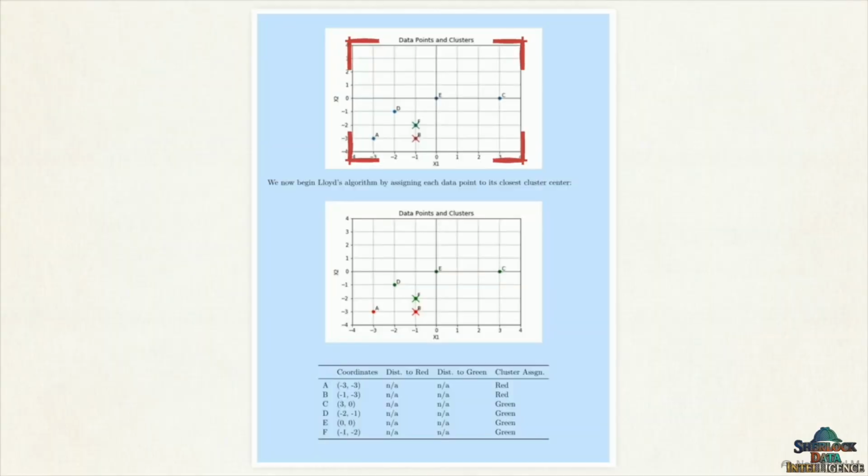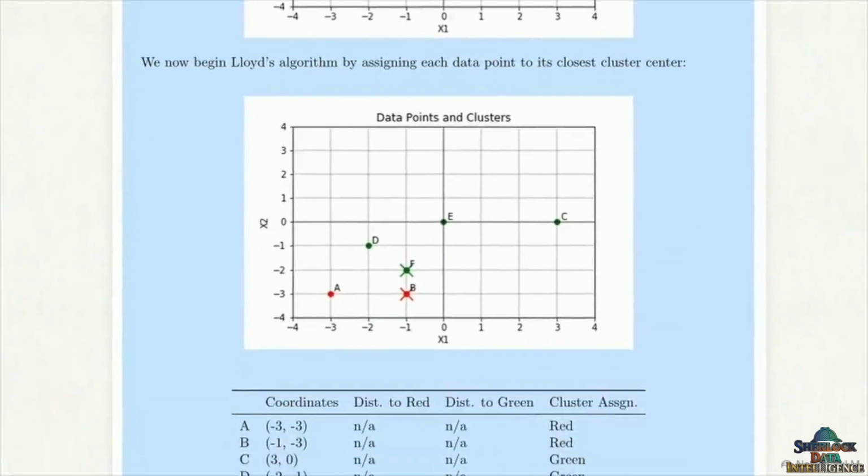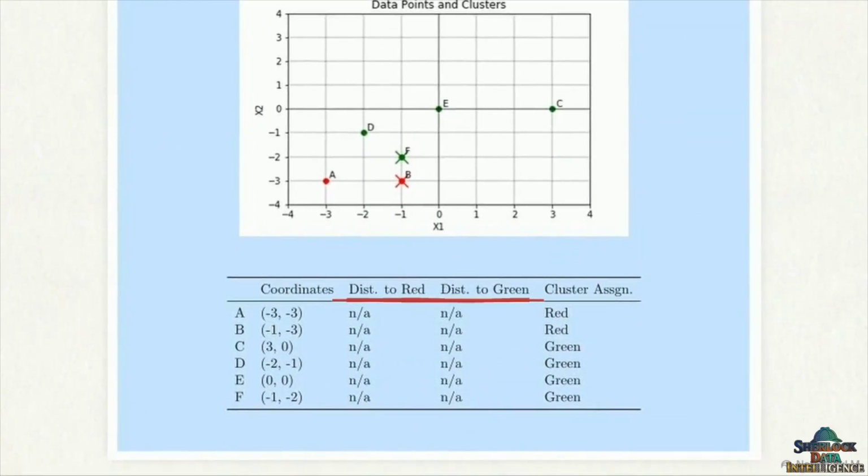This grid represents a simple two-dimensional coordinate space. We have 6 unassigned data points, A through F, and an empty assignment table. We begin by declaring K, the number of clusters to find. Setting K to 2, the algorithm drops random red and green cluster centers onto the graph. We then use squared Euclidean distance to measure the straight line proximity between every point and these centroids.